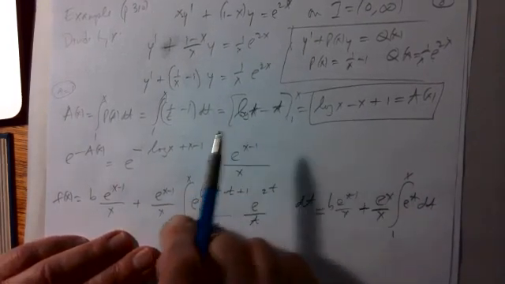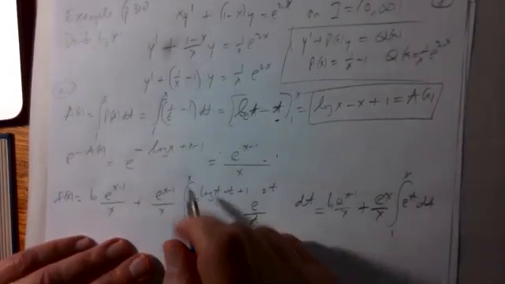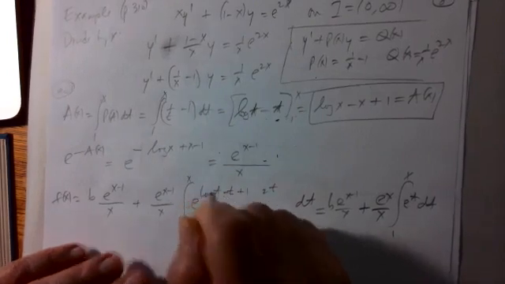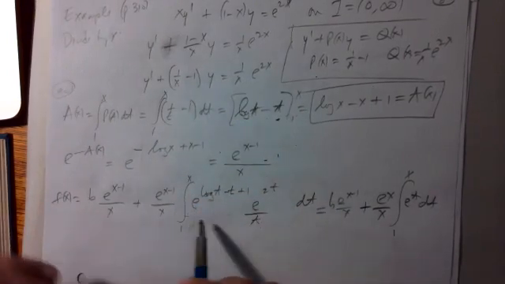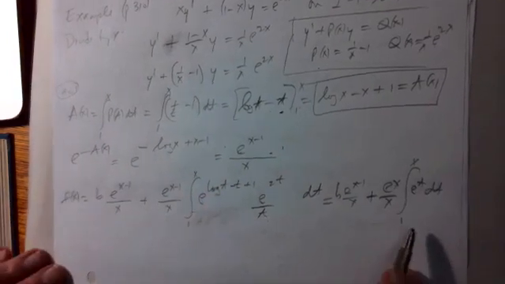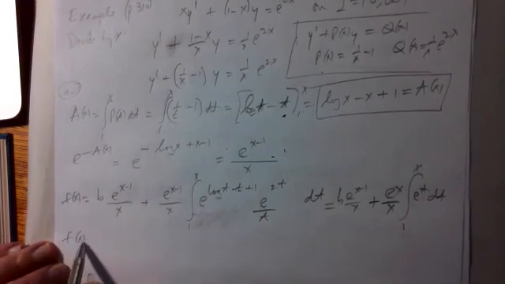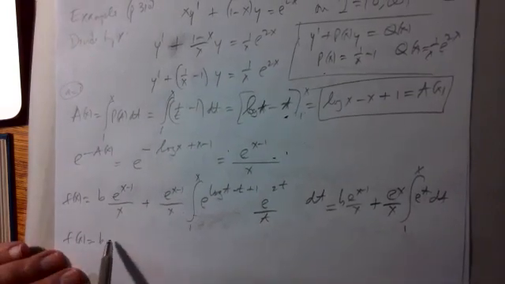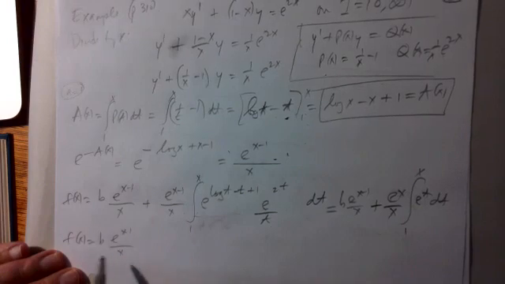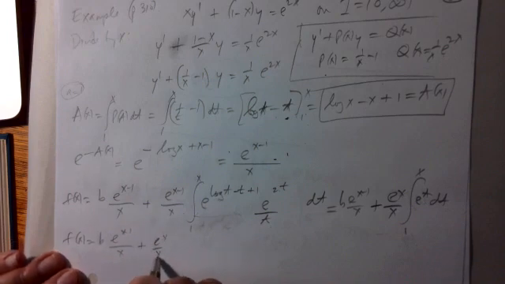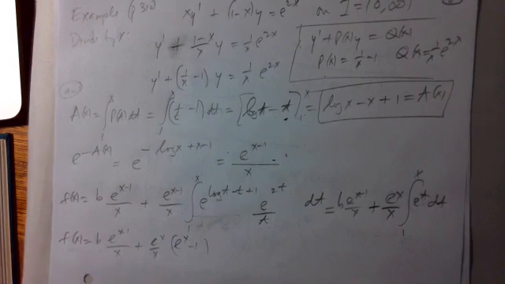You have to be able to do a little bit of algebra. When you just work this out, this is exactly what you get. So f of x is equal to b e to the x minus 1 over x, plus e to the x over x times the integral of e to the t. When I integrate e to the t, I get e to the t. So this is e to the x over x times e to the x minus 1.